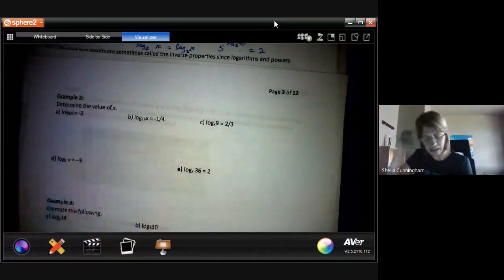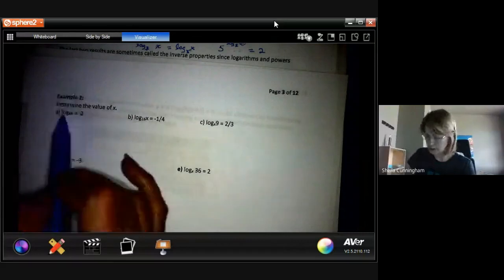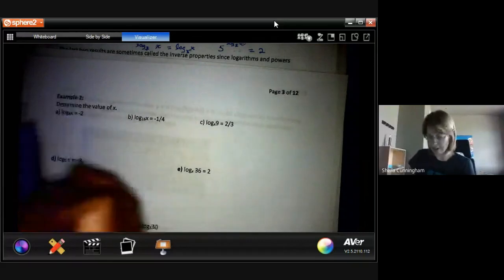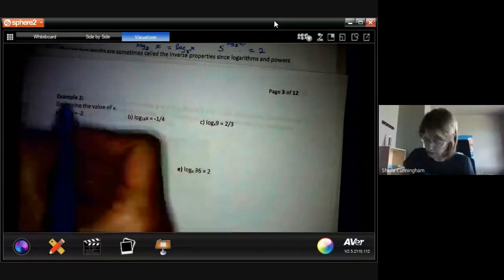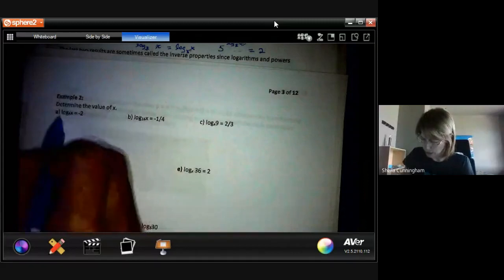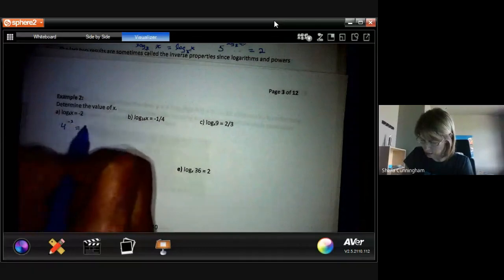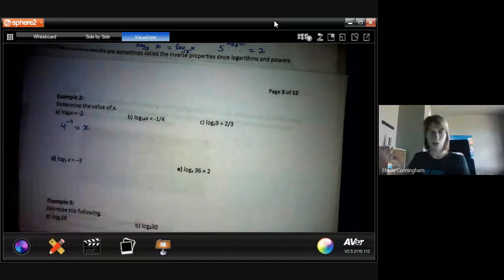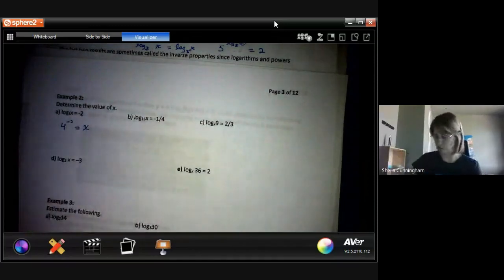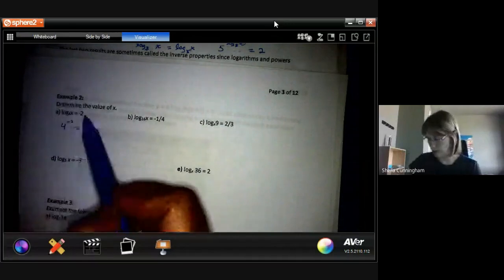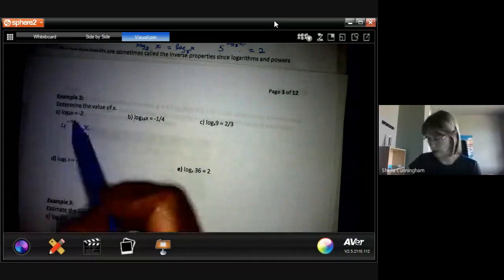That's where my brain goes. If you're trying to evaluate something or figure something out, you've got to get it out of logarithmic form and into exponential form. So in this case, if I convert it to exponential, I've got a 4 as my base, my exponent is -2, and it's got to equal x. We're almost there. We've got our base and our exponent, and now we just have to figure out what that is.